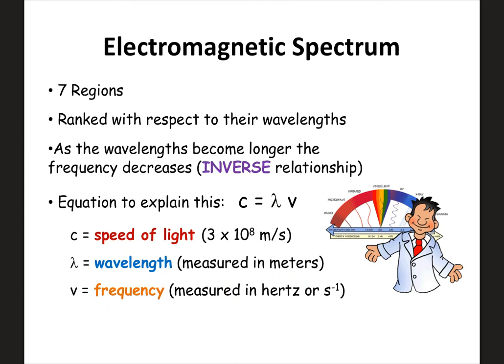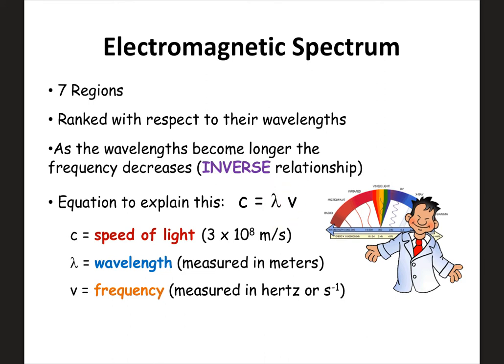to be in hertz. So for today, you're only going to have one equation to worry about, and you just need to be able to plug in and solve for one of the unknowns. But you need to know the speed of light is 3 times 10 to the 8th meters per second.